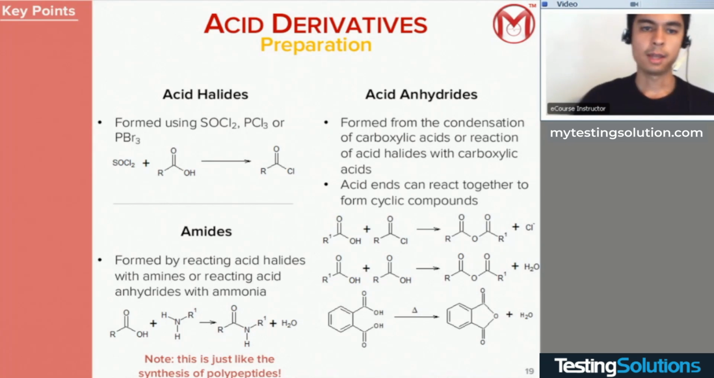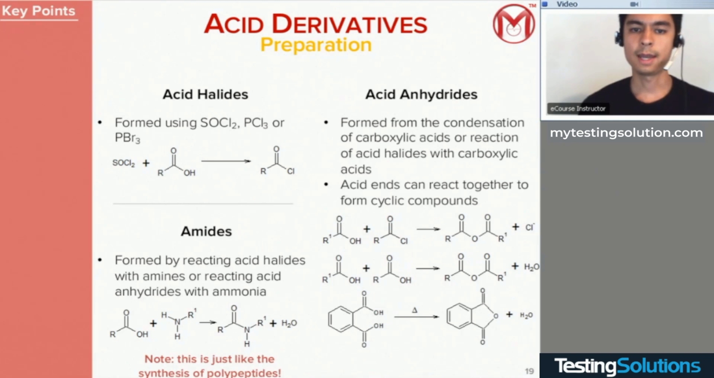Acid halides, again, can be formed from thionyl chloride, phosphorus trichloride. Those are both chlorinating agents. You don't need to know the difference between them. Or something like phosphorus tribromide. Amides, again, can be formed from carboxylic acids or potentially esters or potentially acid halides. They all have very similar reactivity because they all have leaving groups, plus an amine forming an amide.